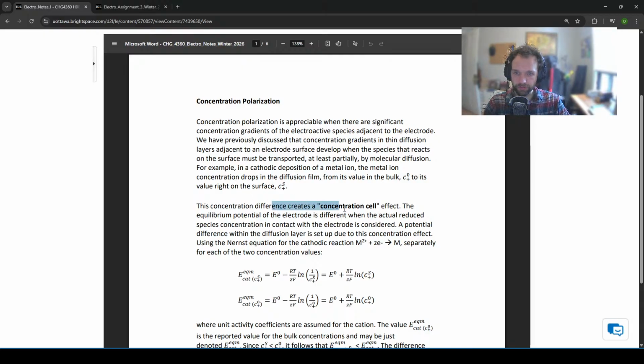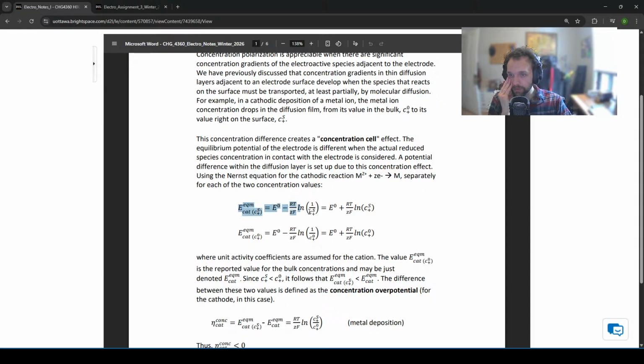This concentration difference creates a concentration cell effect. The equilibrium potential of the electrode is different when the actual reduced species concentration in contact with the electrode is considered. A potential difference within the diffusion layer is set up due to this concentration effect. Using the Nernst equation for the cathodic reaction, take some metal ion and reduce it to create its metal, separately for each of the two concentration values.